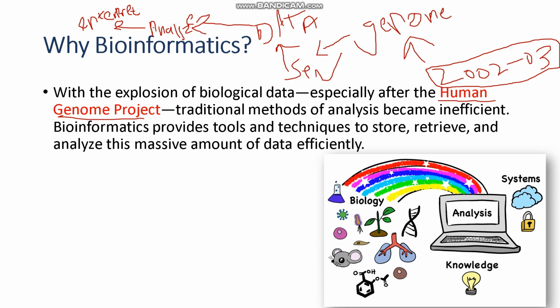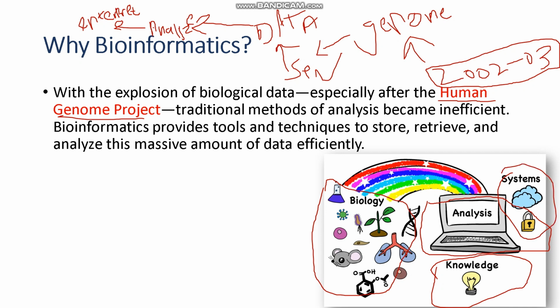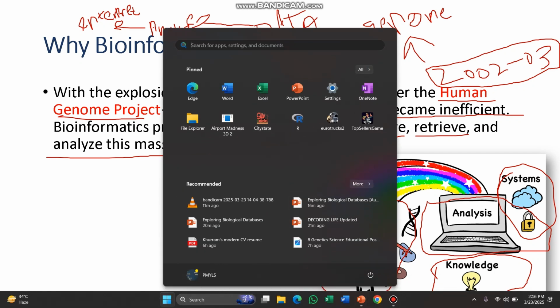Okay? That is why we use the computer to analyze the biological data. This actually produces knowledge, and produces a system that is more efficient and more reliable. Traditional methods become inefficient. Bioinformatics provides tools and techniques to store, retrieve, and analyze the maximum amount of data efficiently. That is why we use this.